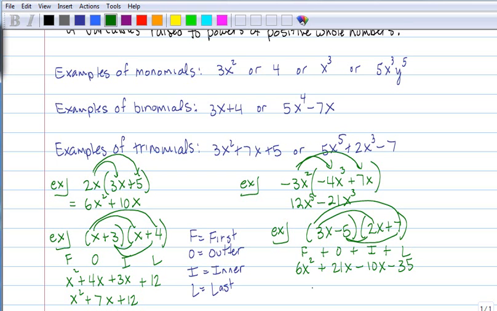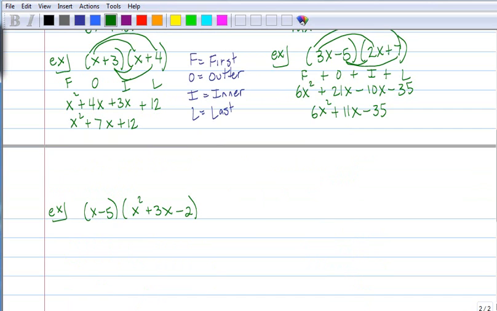Again, we can add like terms. The two middle terms are like. So that would be 21x minus 10x, which is 11x. The answer to our fourth example.